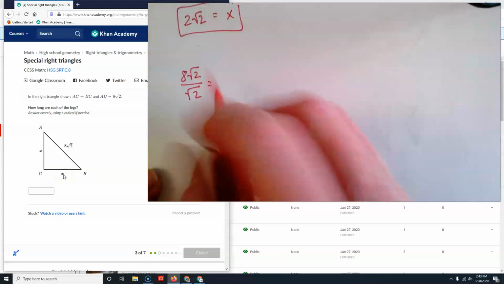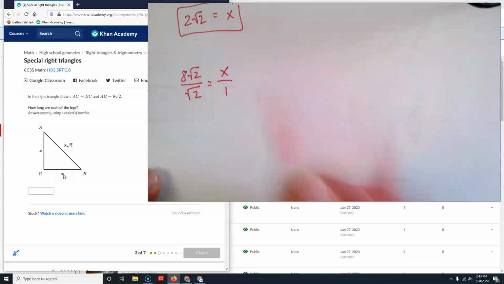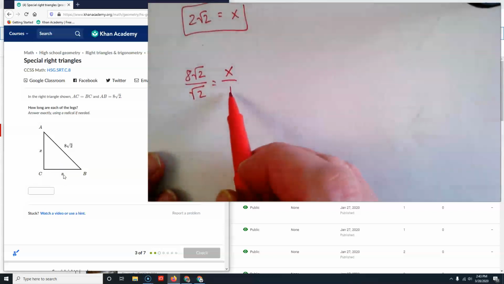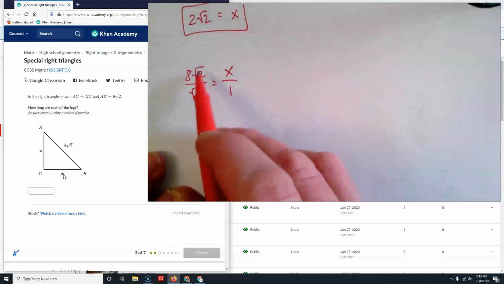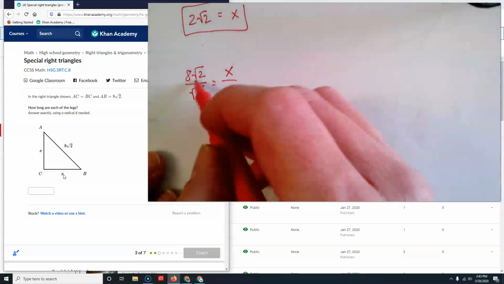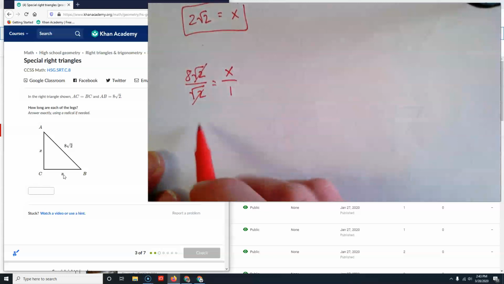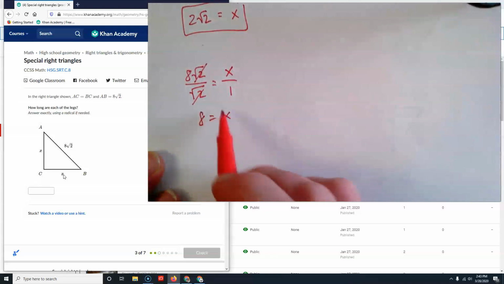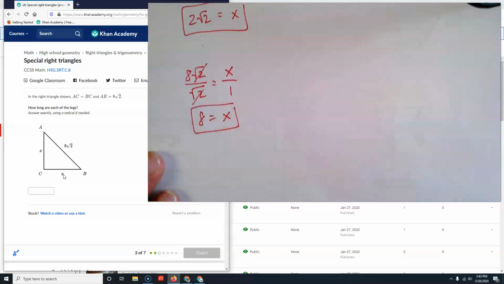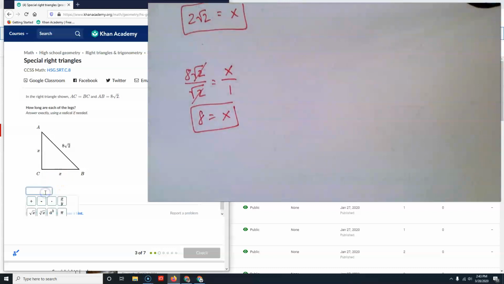Alright? X to 1. Well, I mean, x over 1 is just x. And then over here, the square root of 2's, they'll cancel each other out. So really, we just have 8 equals x. And we're done. We don't have to cross multiply there.